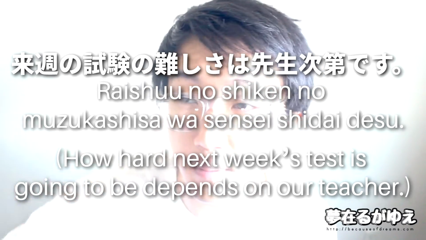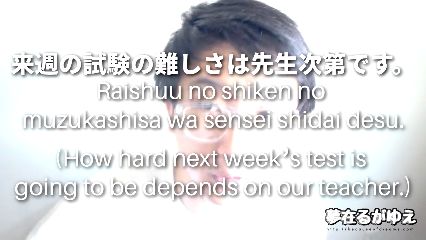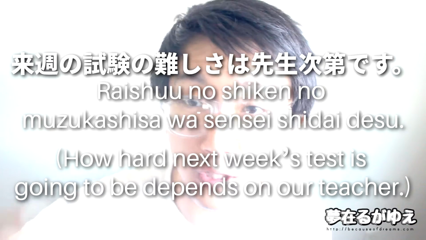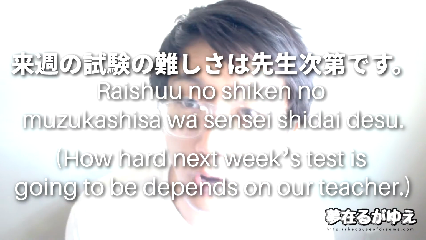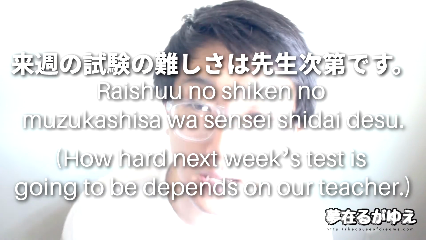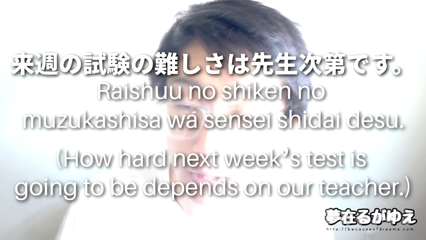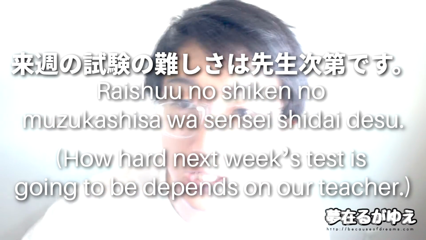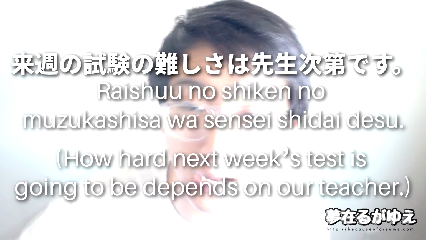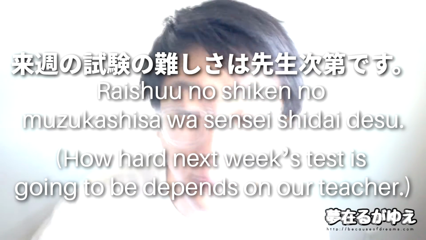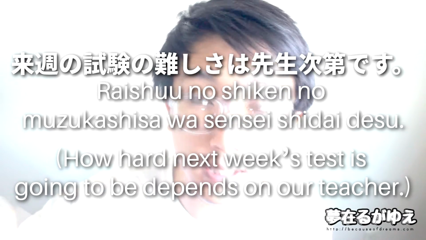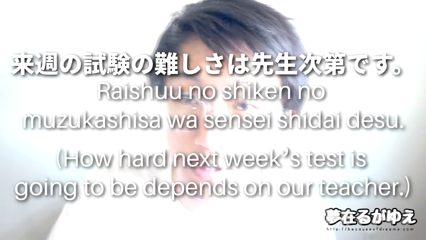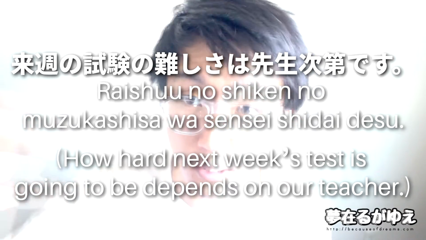Let's break down the sentence bit by bit. First up, we have this double instance of a noun modification. So we have Raishuu, which means next week. We have the particle no, we have shiken, which means test, and then we have the particle no again, and then we have the word muzukashisa, which is going to be the i adjective muzukashii, which means hard, turned into a noun, so it kind of means hardness or difficulty. And so those three words together, linked by the particles no, Raishuu no shiken no muzukashisa, is going to be the difficulty of next week's test.